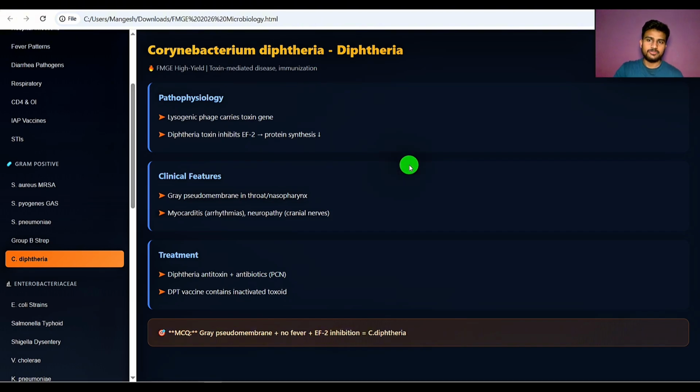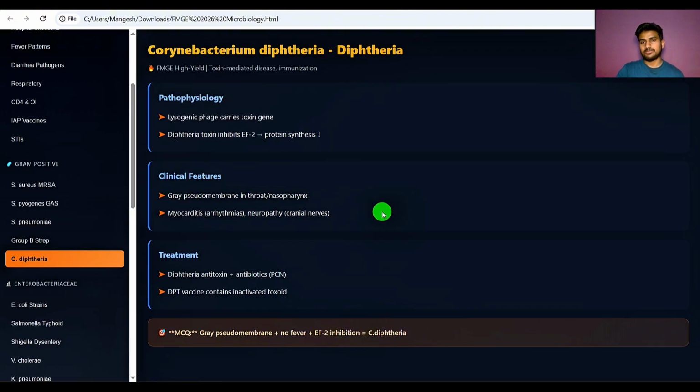The pathophysiology is very simple. The lysogenic phase carries the toxin gene. Then there is the diphtheria toxin that inhibits elongation factor 2, also known as EF2 in short, that blocks protein synthesis or decreases protein synthesis. So this is the pathophysiology of C. diphtheria. The clinical features are a gray pseudomembrane in the throat or nasopharynx.